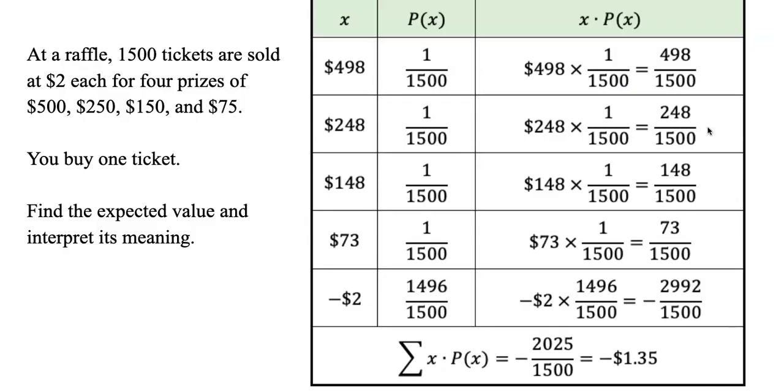Now let me go back. What does that mean? Because they wanted us to interpret its meaning. Every time you're playing this raffle, you are expected to lose $1.35. Okay? So say that you are that crazy one and you are playing this raffle 10 times. Multiply this negative 1.35 times 10. If you play this raffle 10 times, you are expected to lose $13.50.